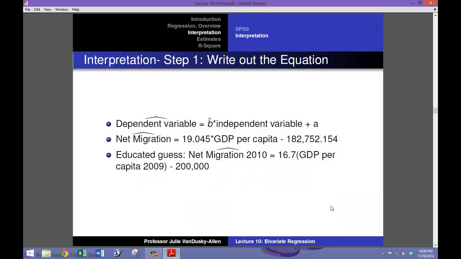So our equation would be net migration hat equals 19.045 times GDP per capita minus 182,752.154. Note that I subtracted a hat because a hat is a negative number. Let's compare this equation to our educated guess. A hat is quite close, negative 200,000 versus negative 182,752.154. Our coefficient b hat was slightly off, but close as well, 16.7 versus 19.045.